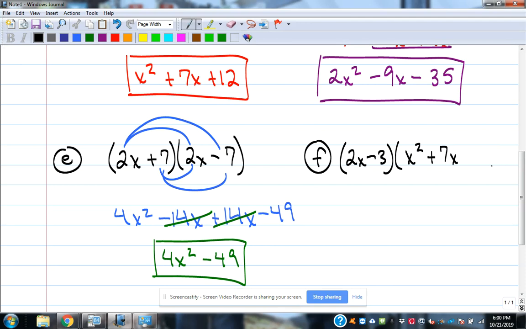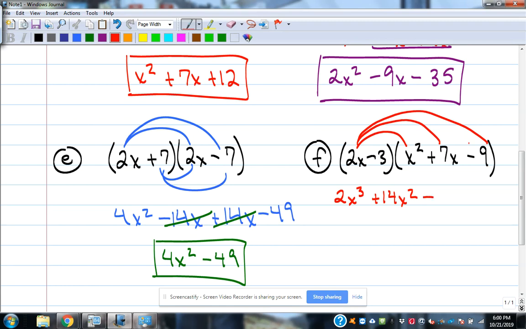Their FOIL method, they did all 4 of the things, the FOIL, and they didn't do the minus 9 that was there. And so I got to noticing that, and that's when I quit doing the FOIL method and started just saying it's the distributive property. You distribute it to everybody. So 2x goes to all 3 pieces there. So that's 2x cubed. And then 2x times positive 7 would be 14x squared. 2x times negative 9 would be negative 18x.